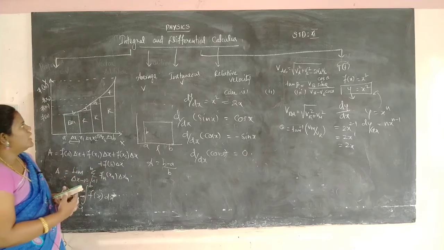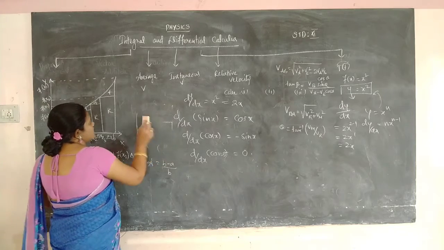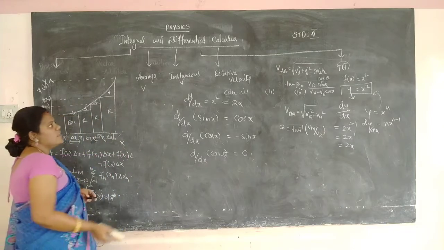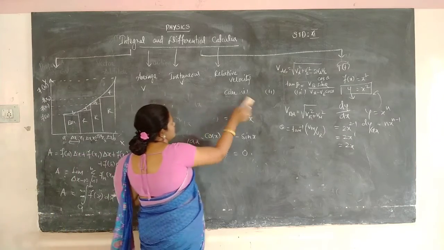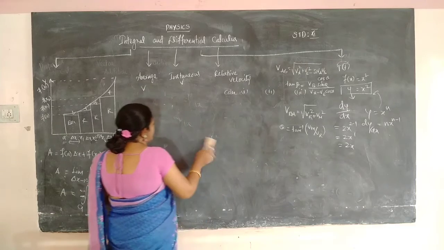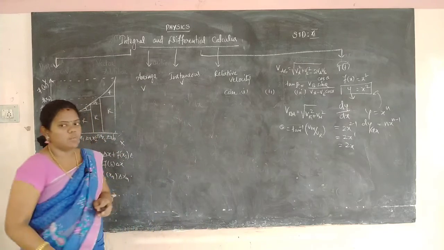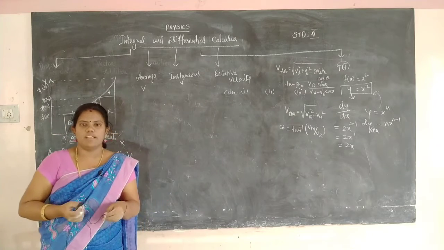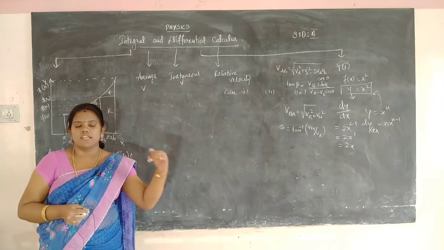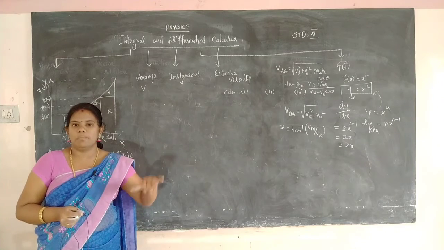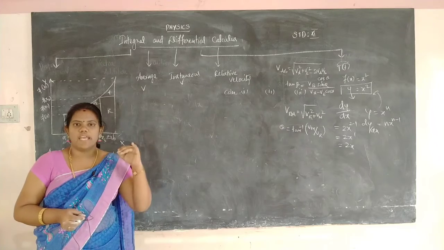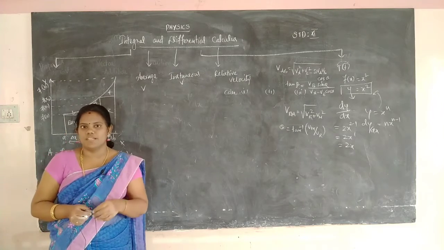Next we will go for average velocity, instantaneous velocity and relative velocity. What is the meaning of average velocity? Average velocity is nothing but you take one thing that is moving. Consider one bike moving first 20 km, next 40 km, next 60 km. So the average velocity of the bike is 20 plus 40 plus 60 by 3. If a bike goes at 3 speeds, adding those 3 speeds and dividing by 3 is the average velocity.